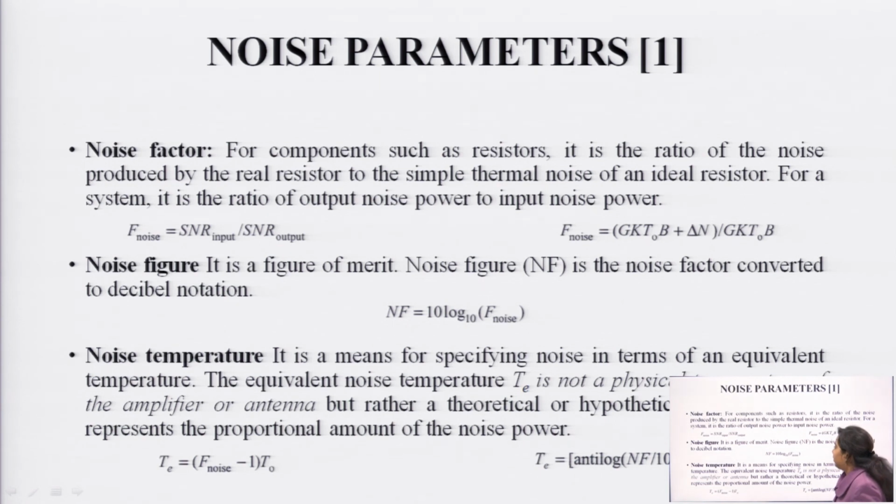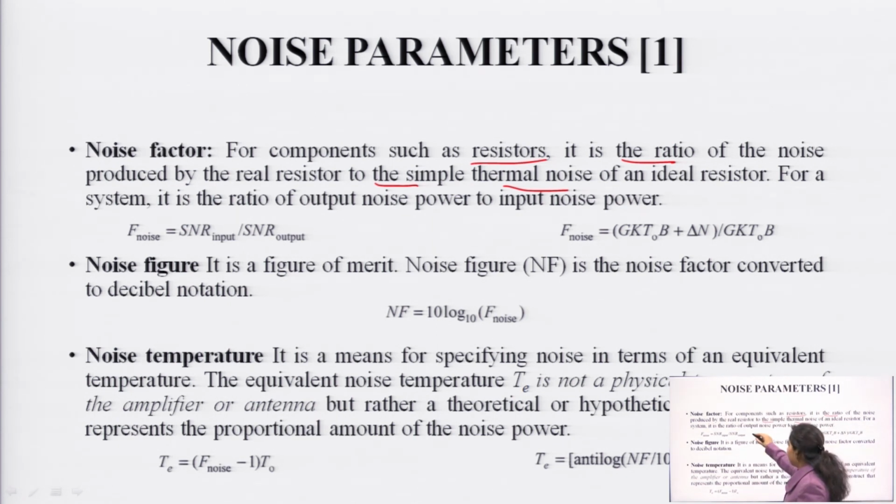Next one is the noise parameters. Since we have discussed initially how the channel has to be modeled, in this lecture we have seen how the channel has to be modeled. So, different noise parameters have to be calculated while designing a model. The first one is the noise factor. For components such as resistors, it is the ratio of the noise produced by the real resistor to the simple thermal noise of an ideal resistor.